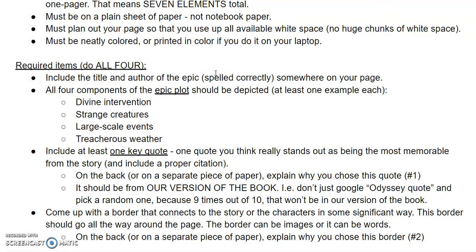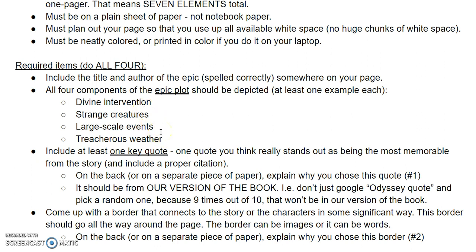The next required item is that you need to include all 4 components of an epic plot. So you need to come up with one example of each from the story, from the Odyssey. You need to depict an example of divine intervention. You need to depict a strange creature. You need to depict a large-scale event. And you need to depict treacherous weather, wherever those were in the Odyssey.